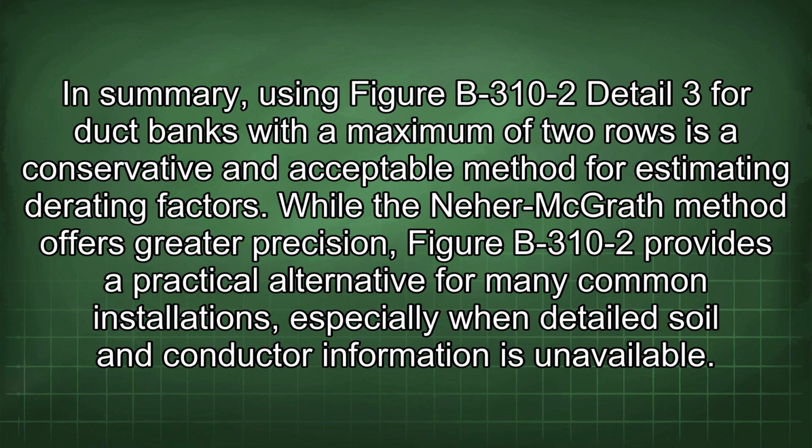In summary, using Figure B-310-2 Detail 3 for duct banks with a maximum of 2 rows is a conservative and acceptable method for estimating derating factors. While the Neher-McGrath method offers greater precision, Figure B-310-2 provides a practical alternative for many common installations, especially when detailed soil and conductor information is unavailable.